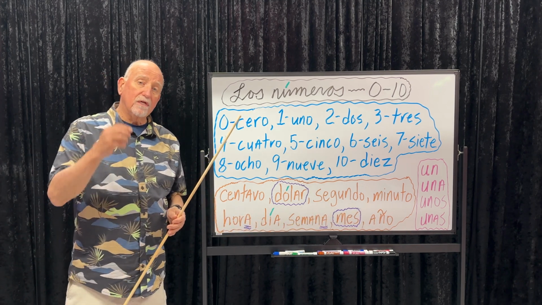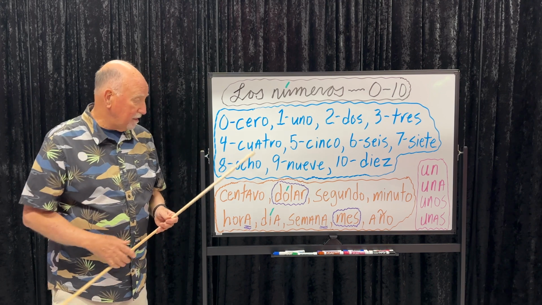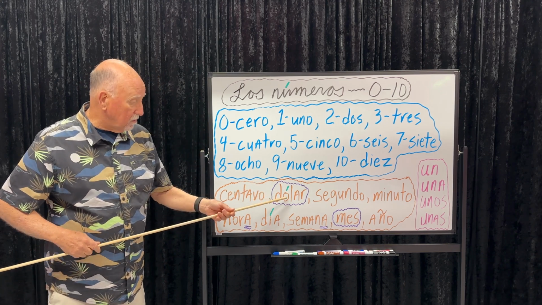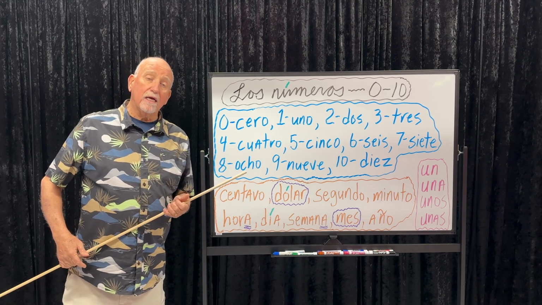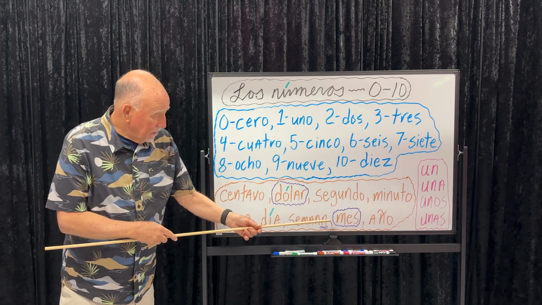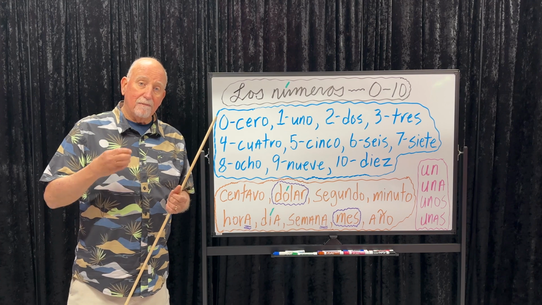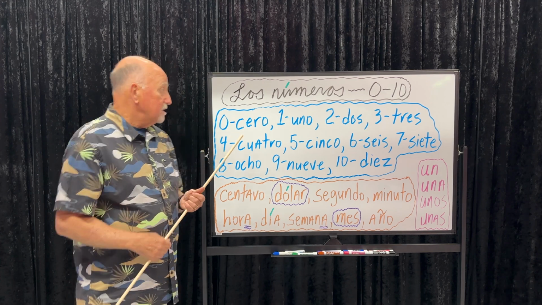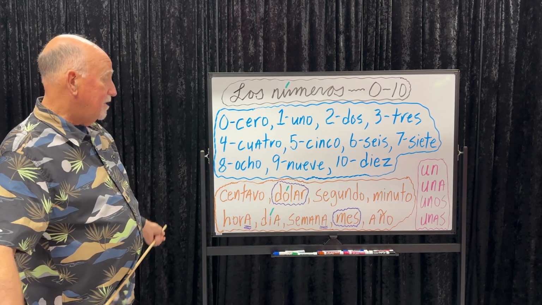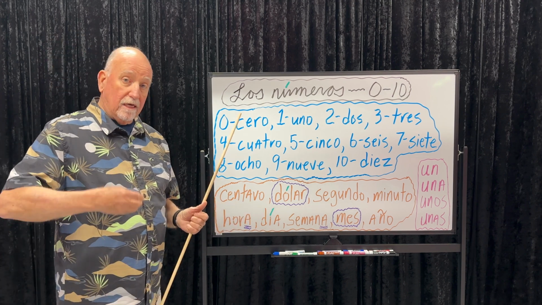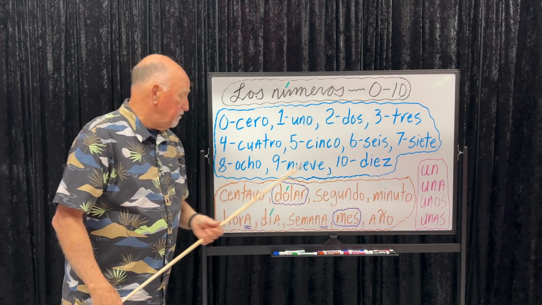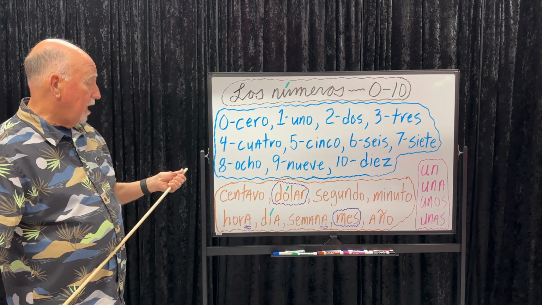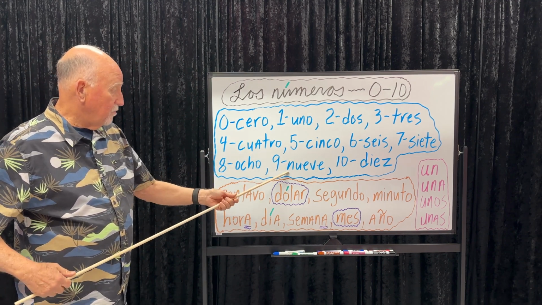But words that don't end in a vowel, to make them plural, we add ES. So dollars would be dólares, still with an accent mark. And mes, add ES, meses. So if you want to say, I'll be ready in 10 minutes, estaré listo en 10 minutos. If you want to say it costs $9, cuesta $9.